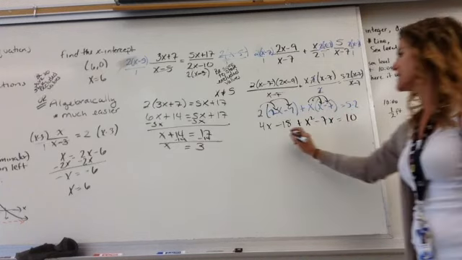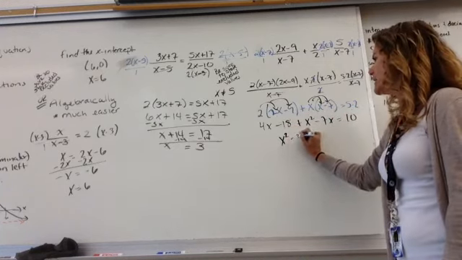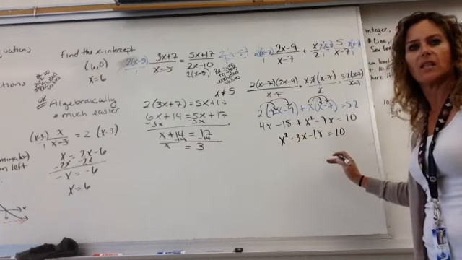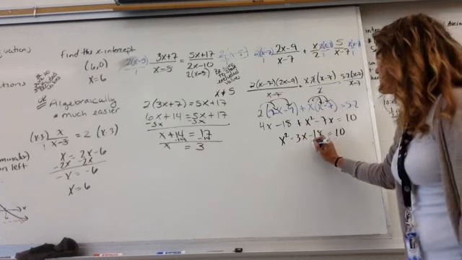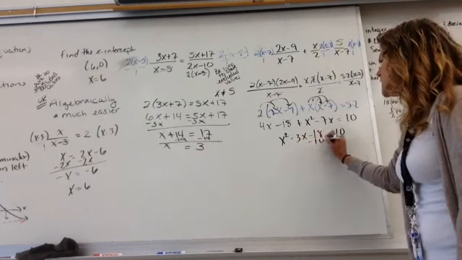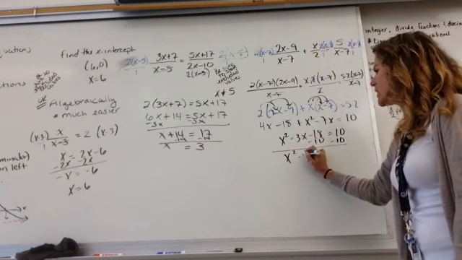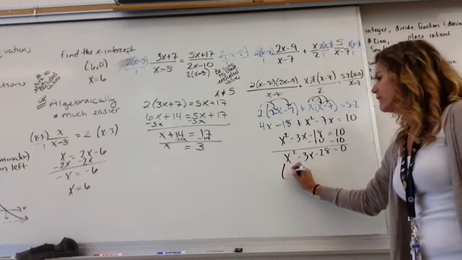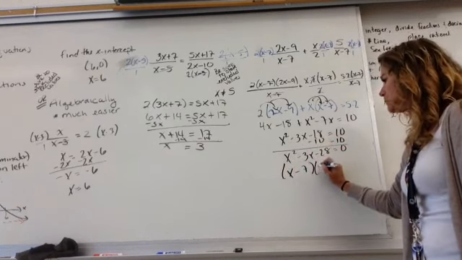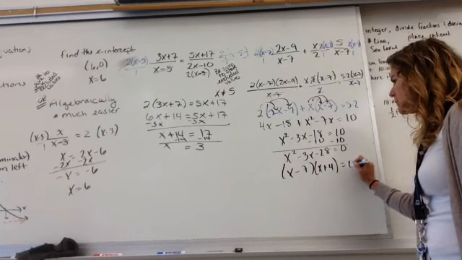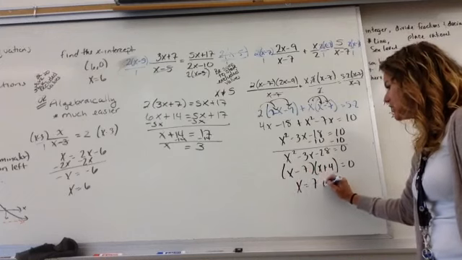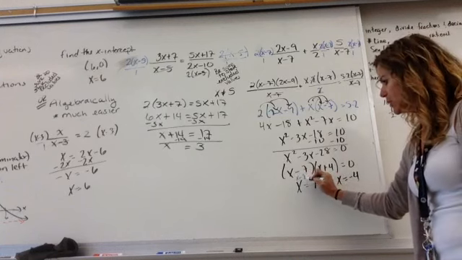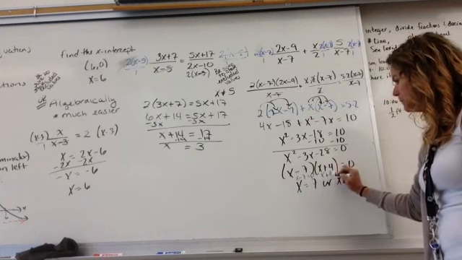We need to condense this down. I get x squared minus 3x minus 18 equals 10. All I've done is collect the like terms. And we need to move it over so it's equal to 0. So x squared minus 3x minus 28 equals 0. Factor it. That means x is 7 or x is negative 4. You set each factor to 0 and solve them.